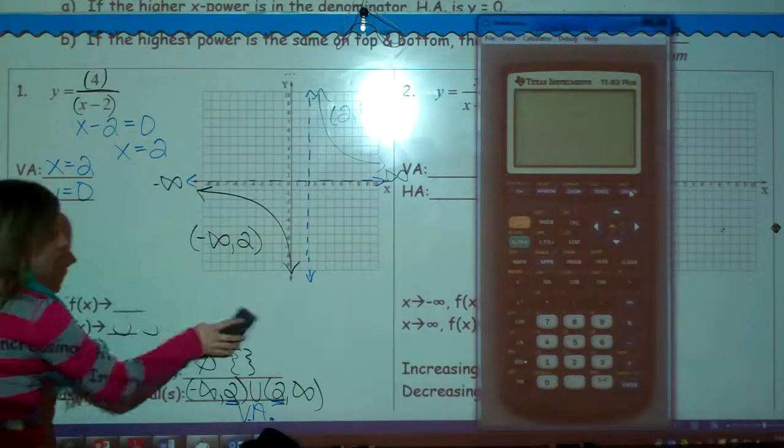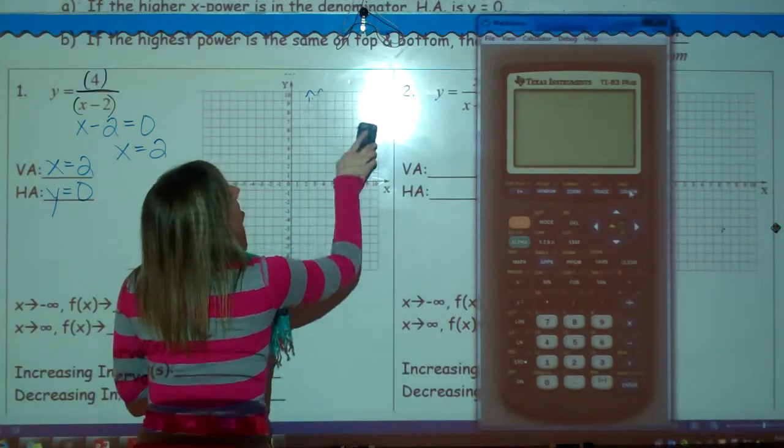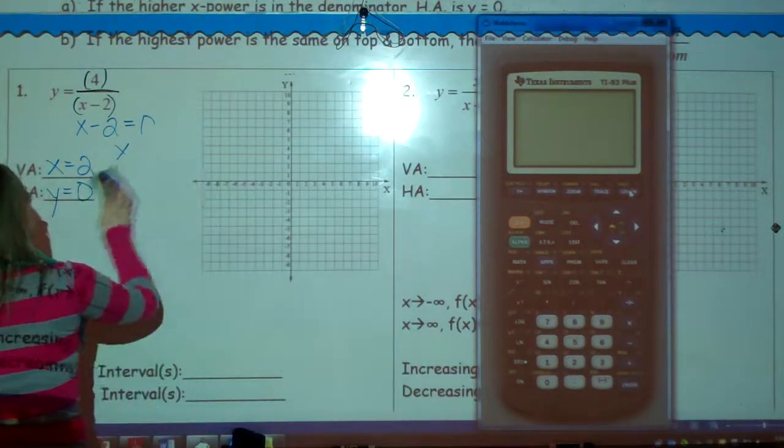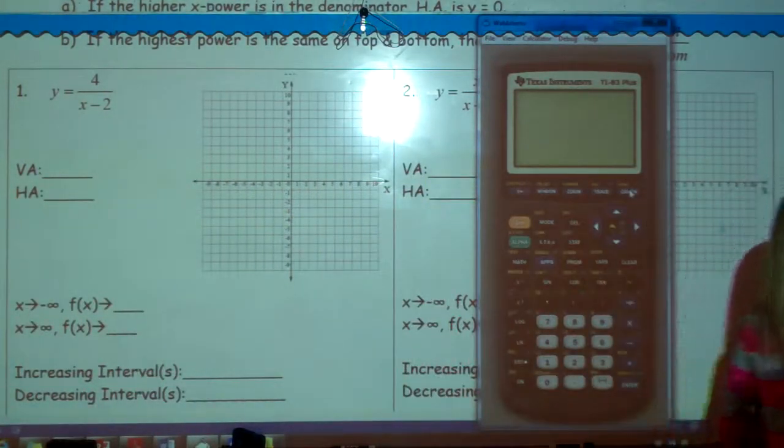So let's do the same thing for the other one. Oh, and I guess you can see that. I'm sorry. All right, so let me move my calculator over.